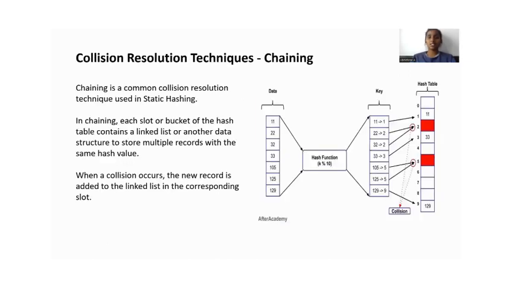Collision resolution techniques, chaining. Chaining is a common collision resolution technique used in static hashing. In chaining, each slot or bucket of the hash table contains a linked list or another data structure to store multiple records with the same hash value. When a collision occurs, the new record is added to the linked list in the corresponding slot.